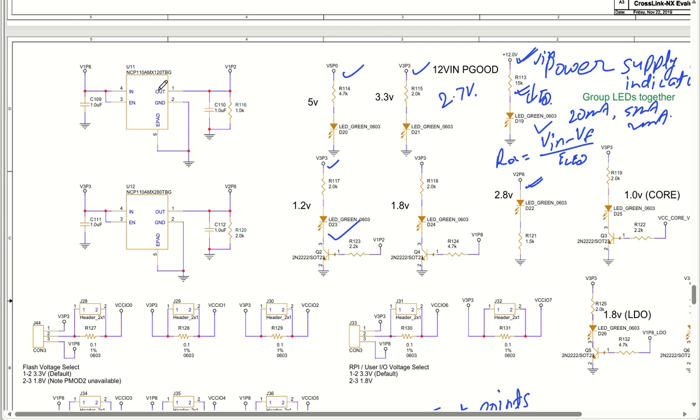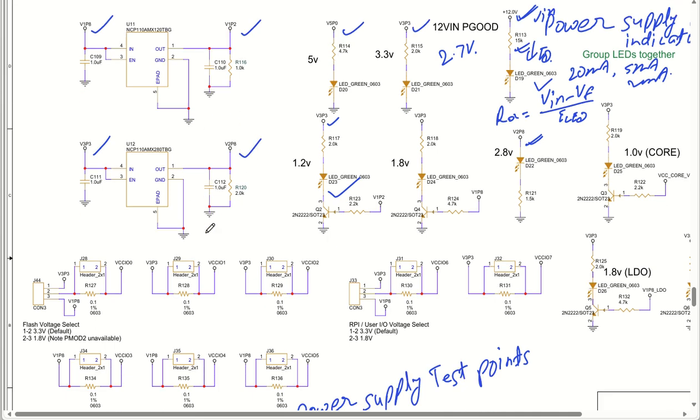Now we have some regulators like LDOs. You can see 1.8 volt to 1.2 volt output. I think this is being used for your camera modules, and similarly 3.3 volt to 2.8 volt, which is also for the camera module.